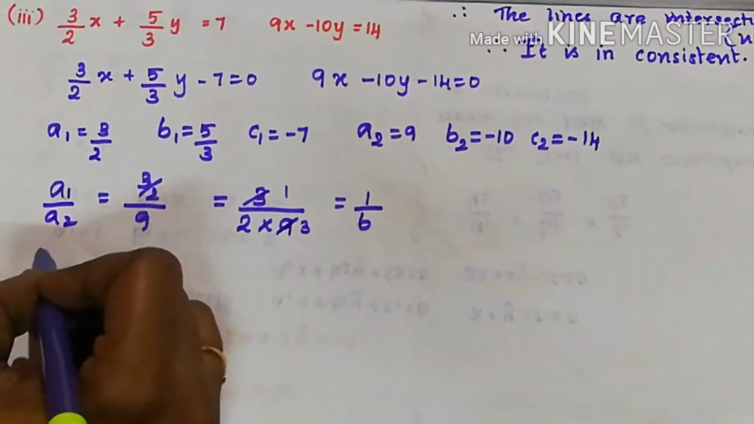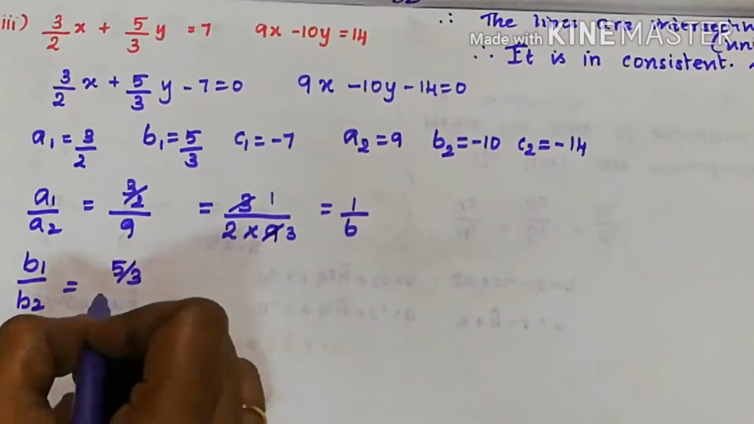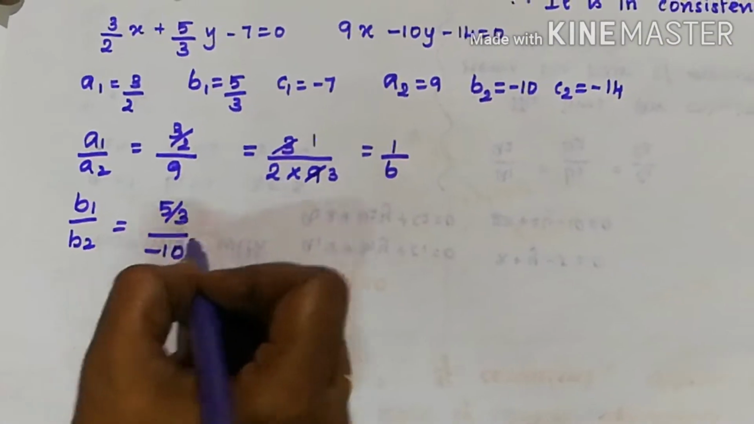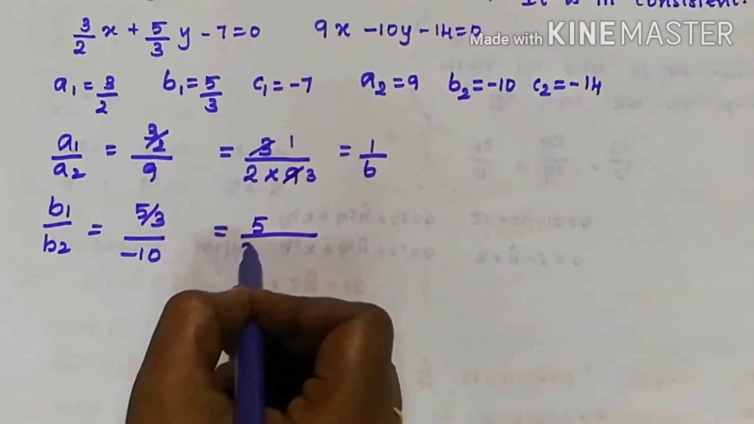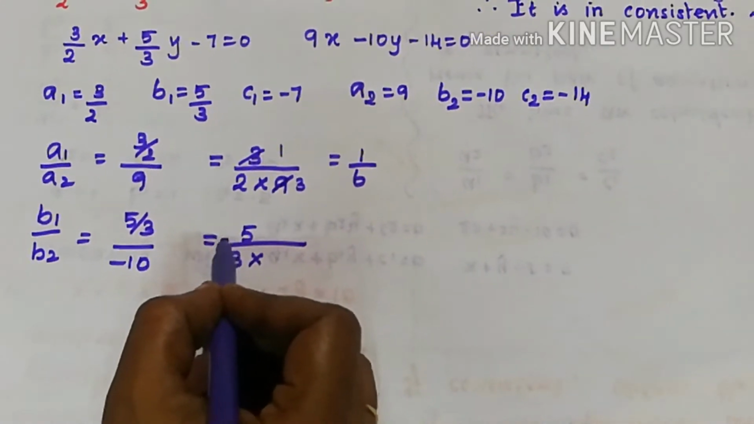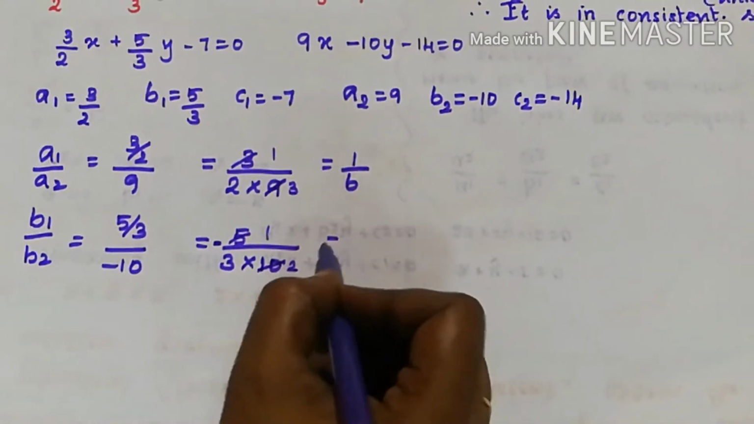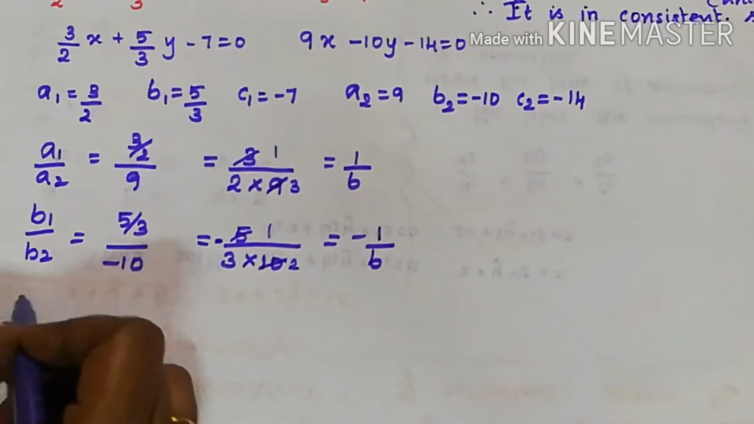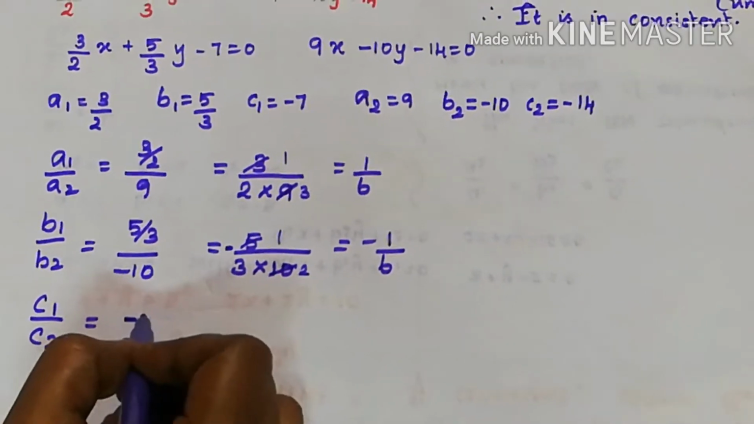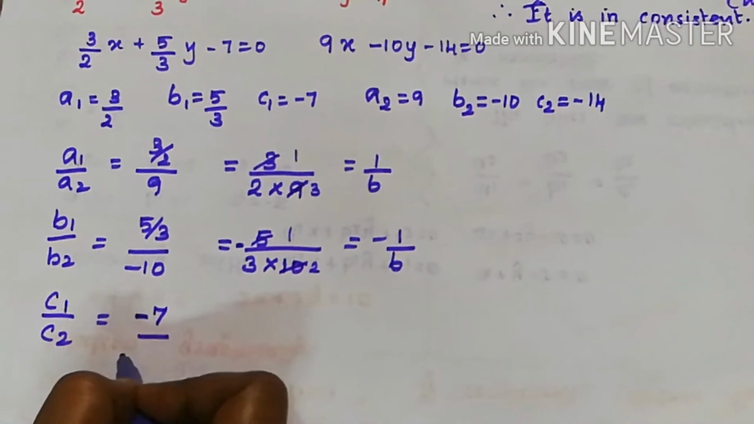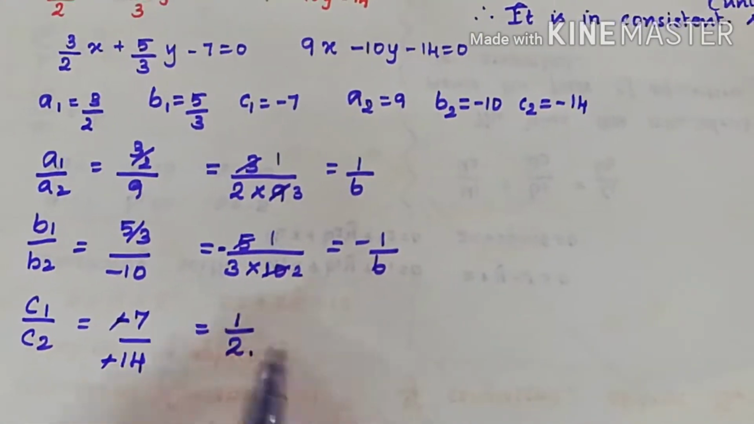Now come to the next ratio, B1 by B2. What is B1? 5 by 3. What is B2? Minus 10. So again this numerator is in fraction. So how do you write it? 5, that 3 will come to the denominator. So minus you can write over here in the numerator, 3 into 10. So you can simplify, 2 times it goes. So you get minus 1 by 6. And come to the next one, C1 by C2. So what do you get? Minus 7 by minus 14. So here you can simplify, you get 1 by 2.